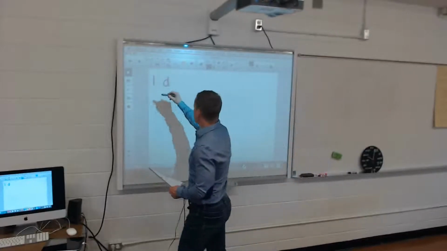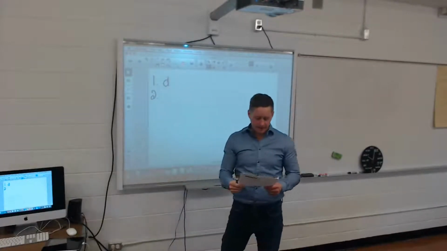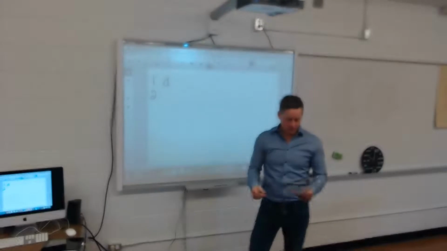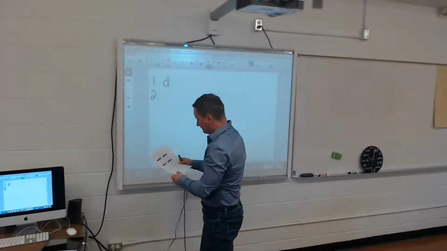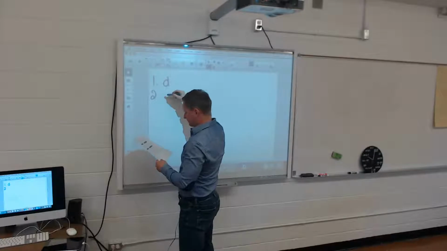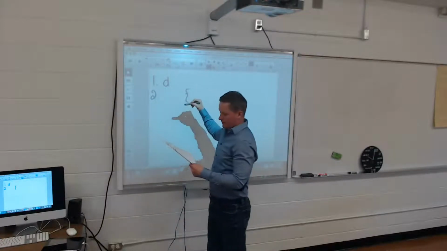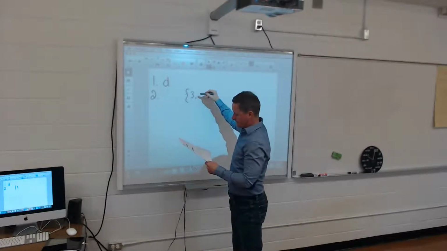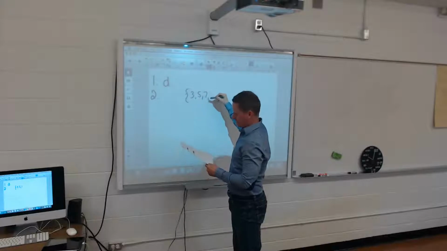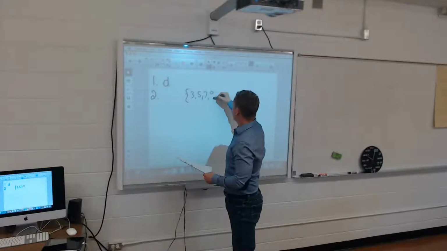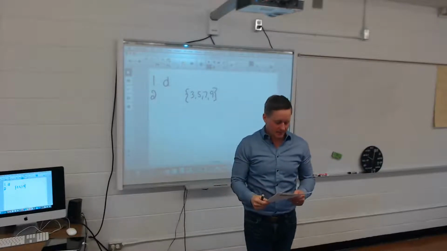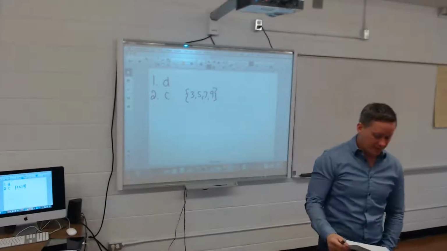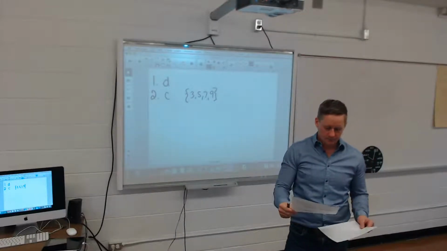Number two says, what is the domain of the relation? If I'm listing it, the domain is all the x values from those coordinates. So I list them like this: 3, 5, 7, and 9. So to write them out as a list, that is answer C. Avery, I'm just going to go through the assignment right now, okay?